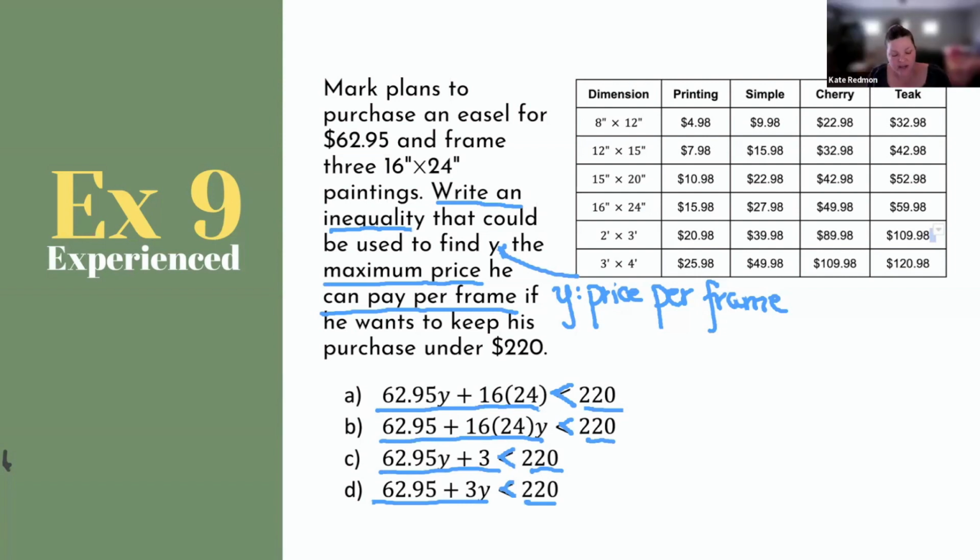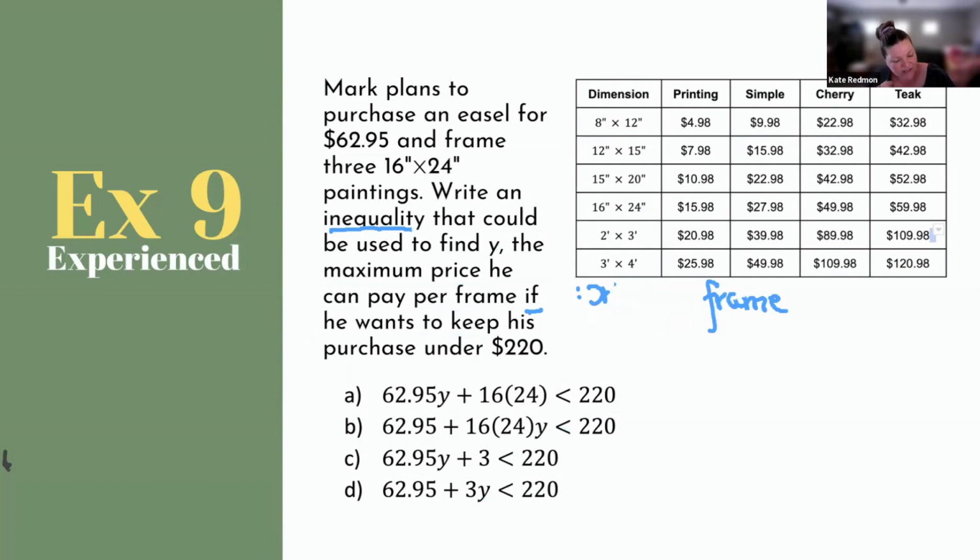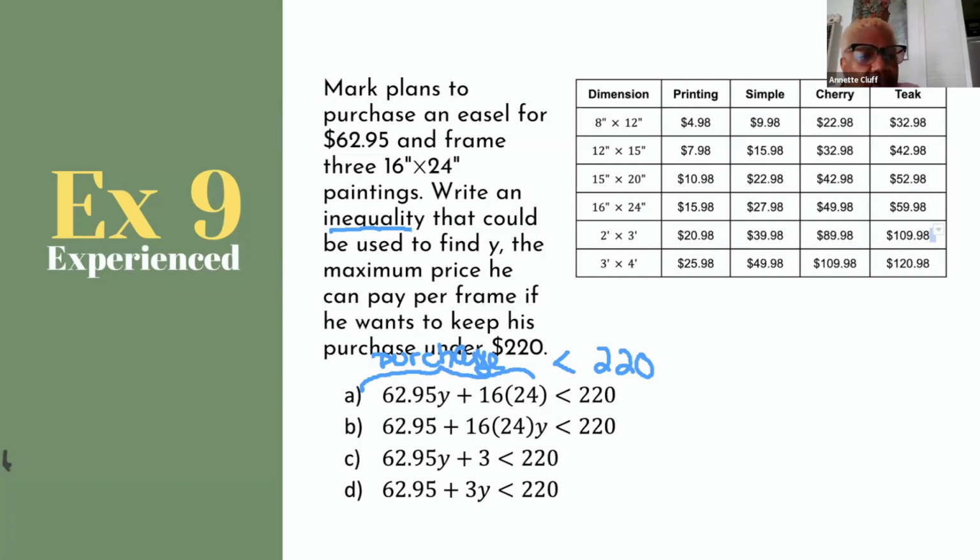Now look at this last phrase: if he wants to keep his purchase under. Knowing that, what I need to figure out mathematically is what his purchase would be. What do we know about his purchase? Well, he bought an easel for $62.95, but he needs three frames. And Mark doesn't know whether it's a simple, cherry, or teak. Exactly. But what does Mark know? He knows he's going to spend $62.95 and he's going to buy three frames. So we need one that says that.